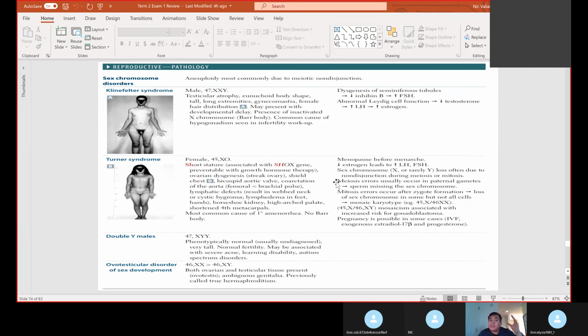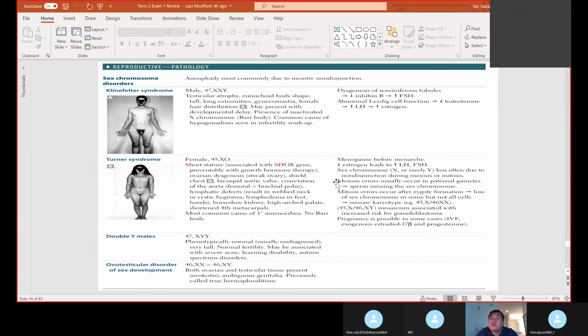They're tall. They have long extremities. They have gynecomastia. They have female hair distribution. So think eunuch for Klinefelter syndrome. In the labs, increase in FSH, increase in estrogen. Good. Next, Turner syndrome. How are we going to determine Turner syndrome? Short stature. They love this one. Webbed neck. They said someone has webbed neck.